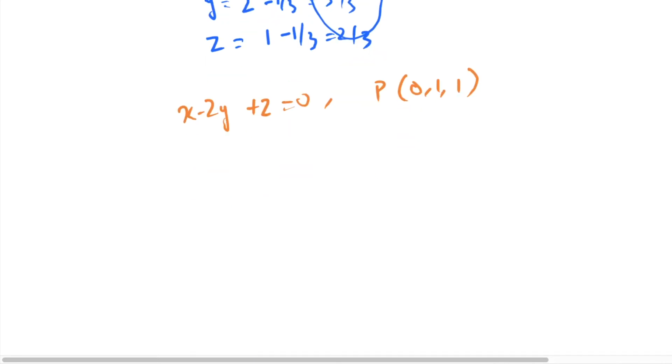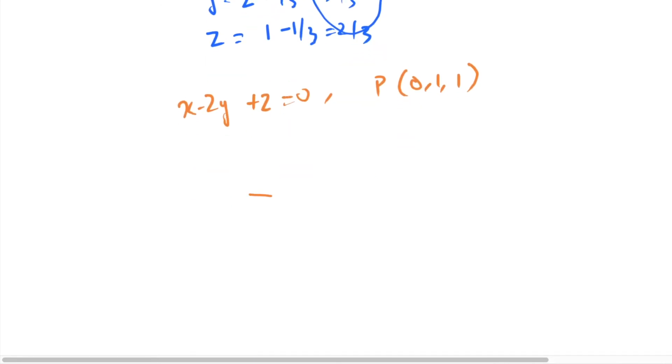Okay, so let me draw it out to make things more clear. So let's say this is my plane, and let's say I have a point P here, and P is given by 0 1 1. So what I want to do is to find the distance between point P and this plane.